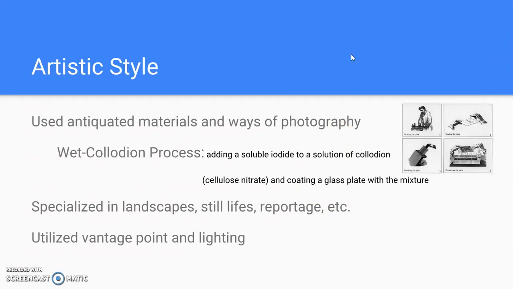For his artistic style, he used now antiquated materials and ways of photography like the wet collodion process. In the wet collodion process, you add a soluble iodide to a solution of collodion and coat a glass plate with the mixture. He specialized in landscapes and still lifes, and he reported with his photos, and he utilized vantage point and lighting as his main rules of composition.